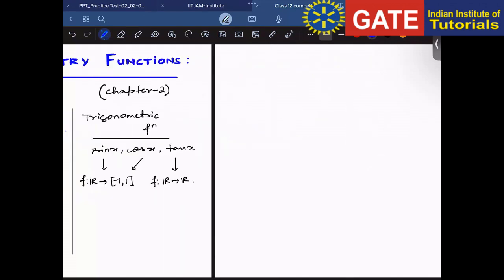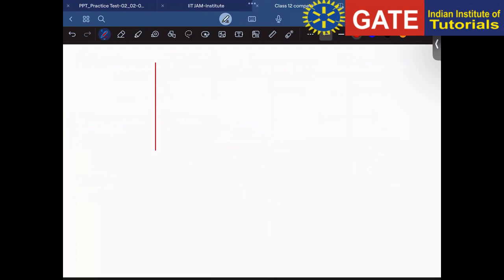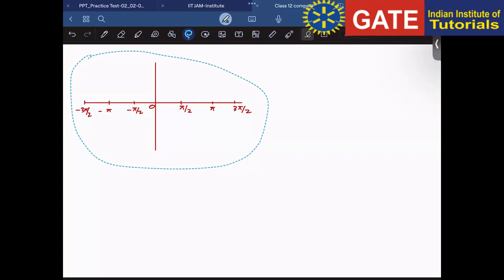How is the graph of sin x? It is a wave. Correct or no? How is the wave? See, here is 0, here suppose pi by 2, pi, 3 pi by 2, and minus pi by 2. So something like this it is. How will the curve for sin x be? It will be like this.